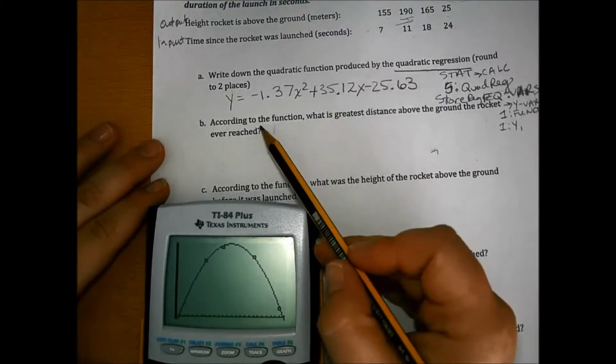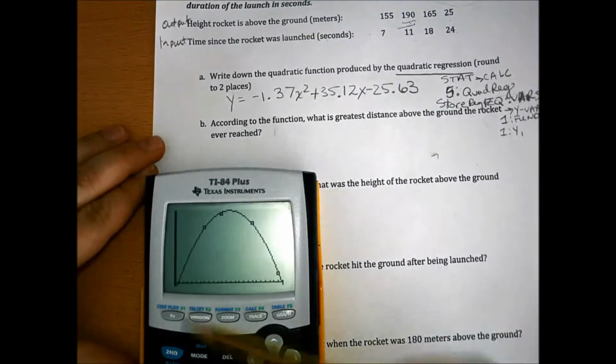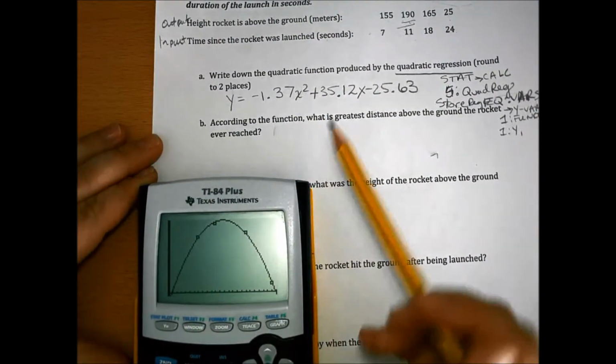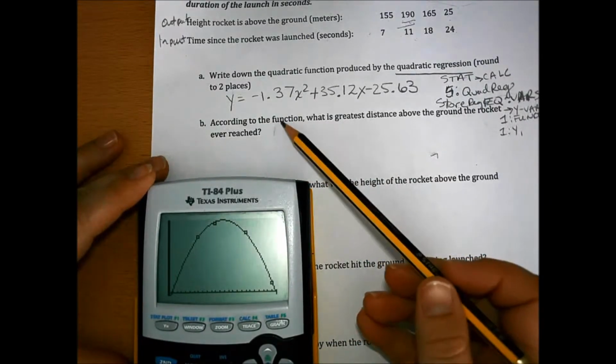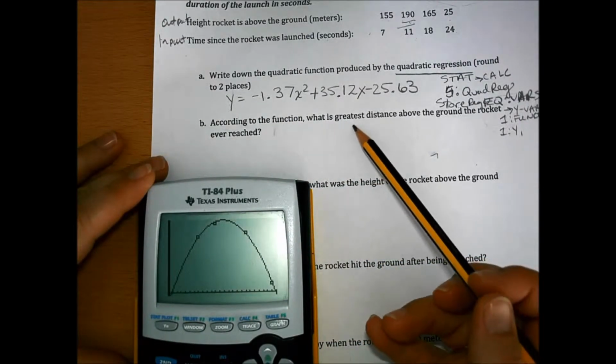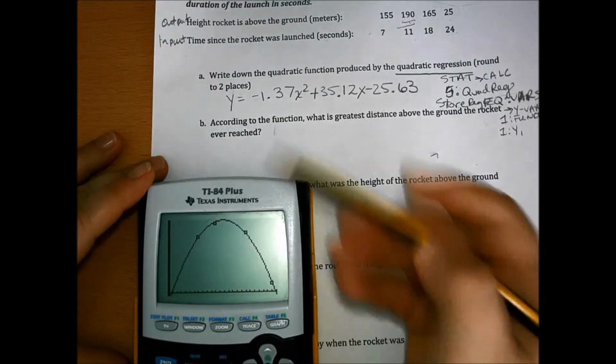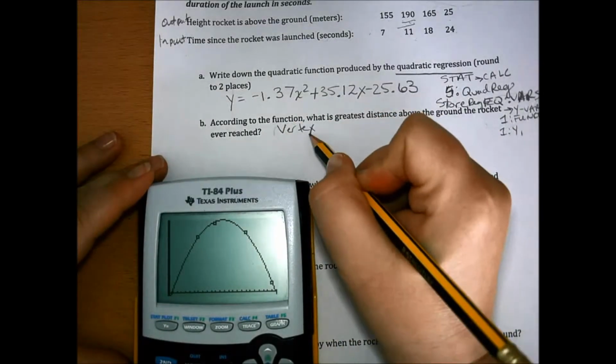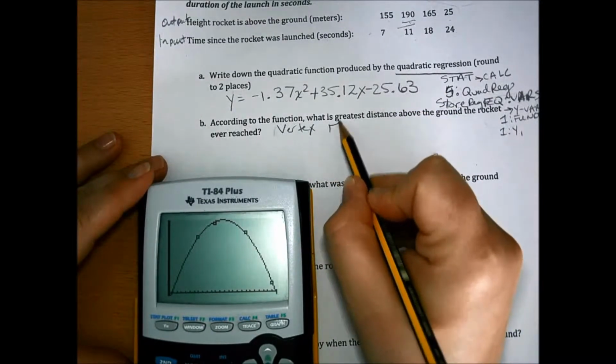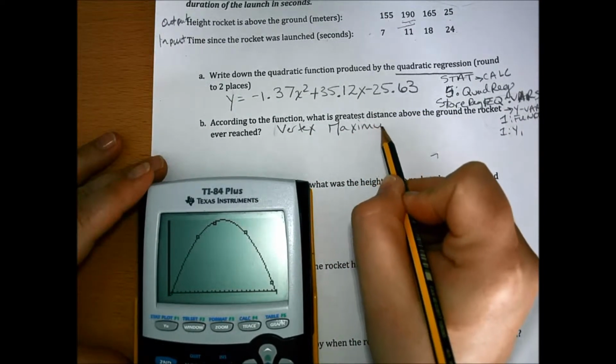Now, let's see if we can use the function that we've stored into y1 to help us find the rest of the information. According to the function, what is the greatest distance above the ground the rocket has ever reached? So in this case, we're looking for the vertex. And in the case of the graph, that's going to be what's called the maximum.